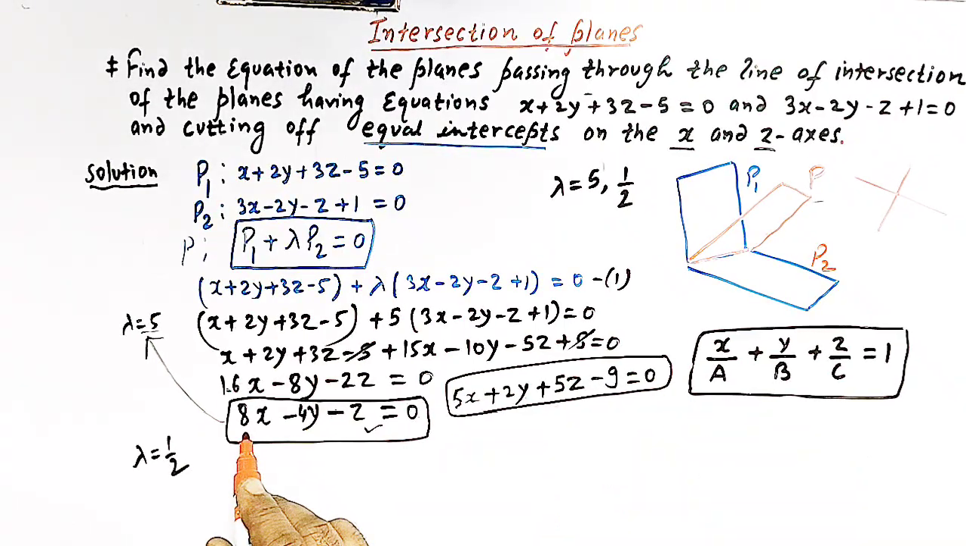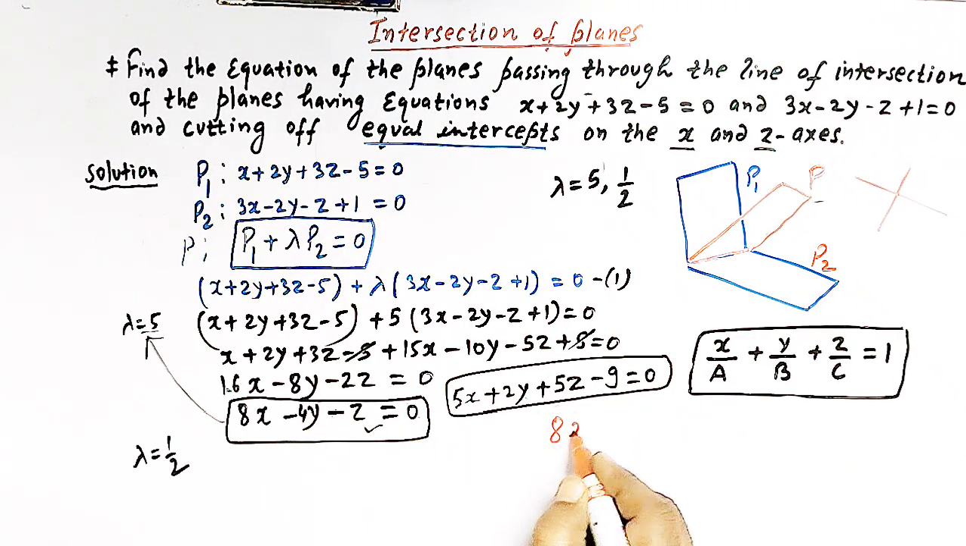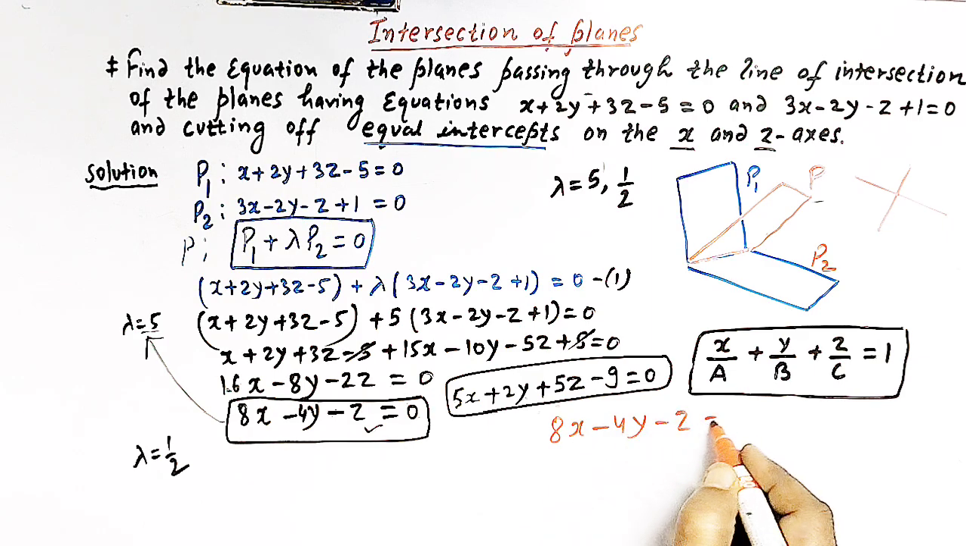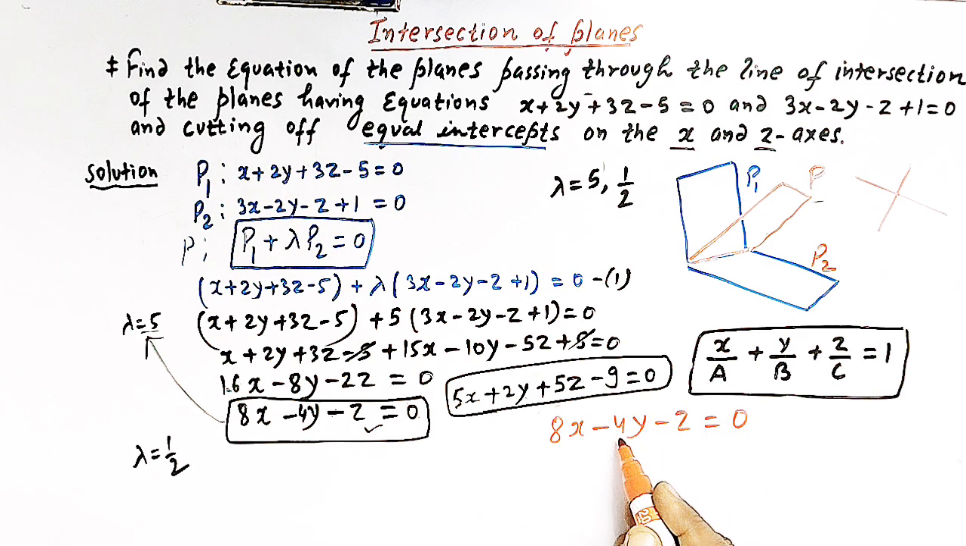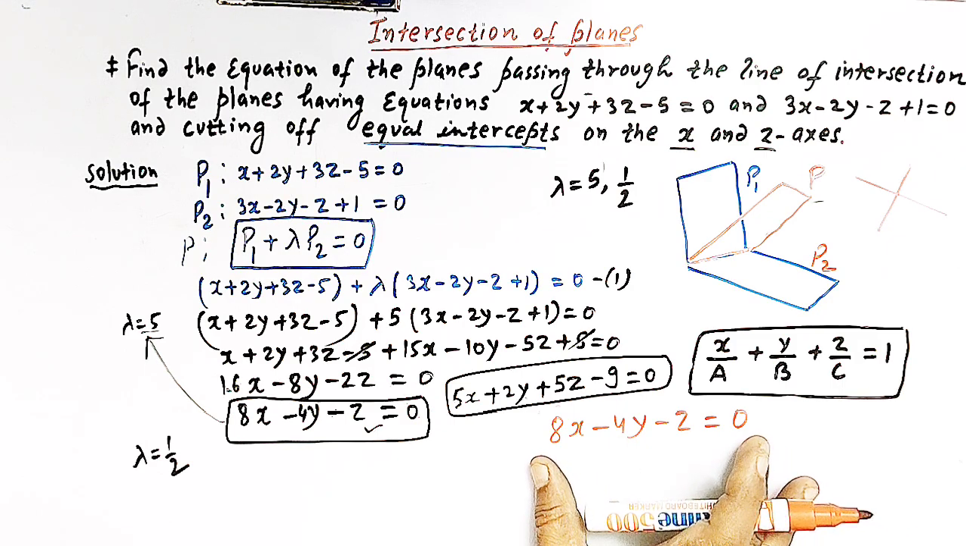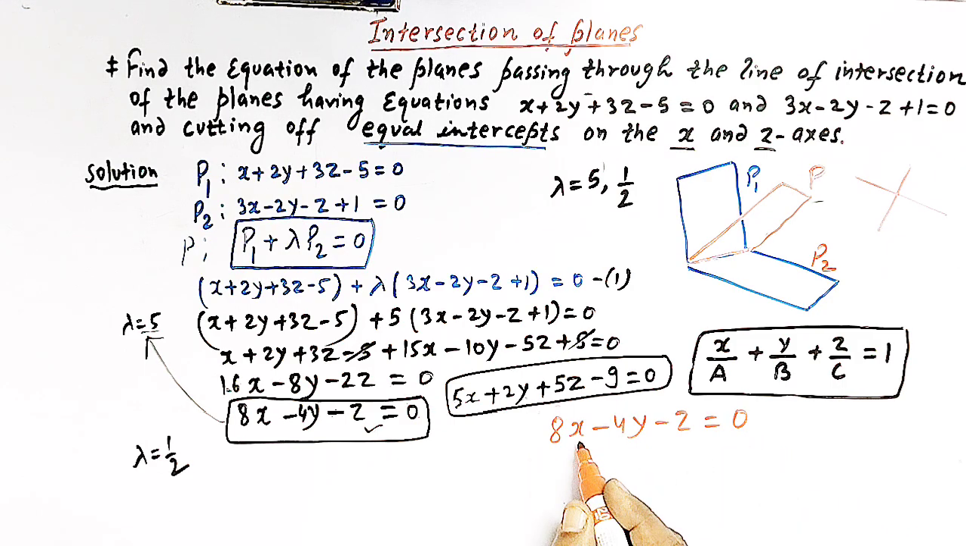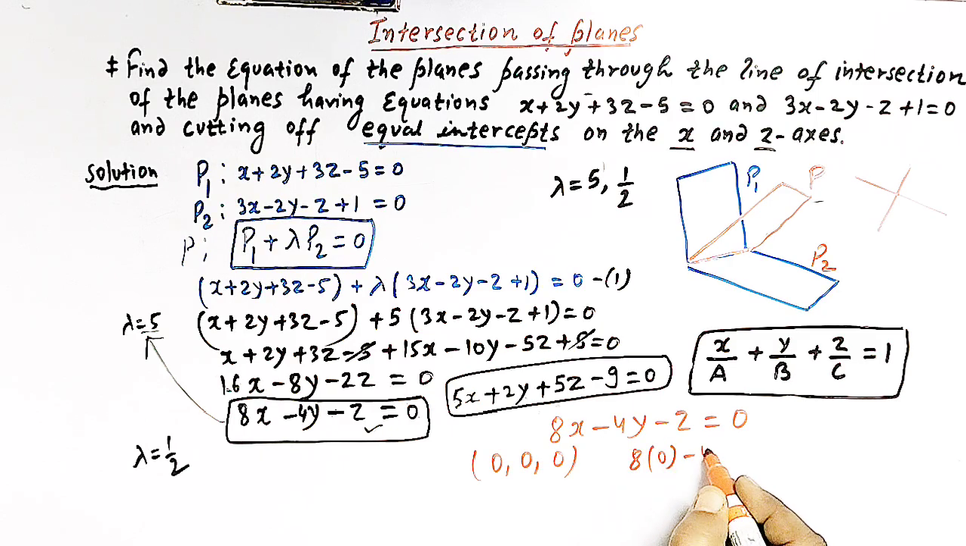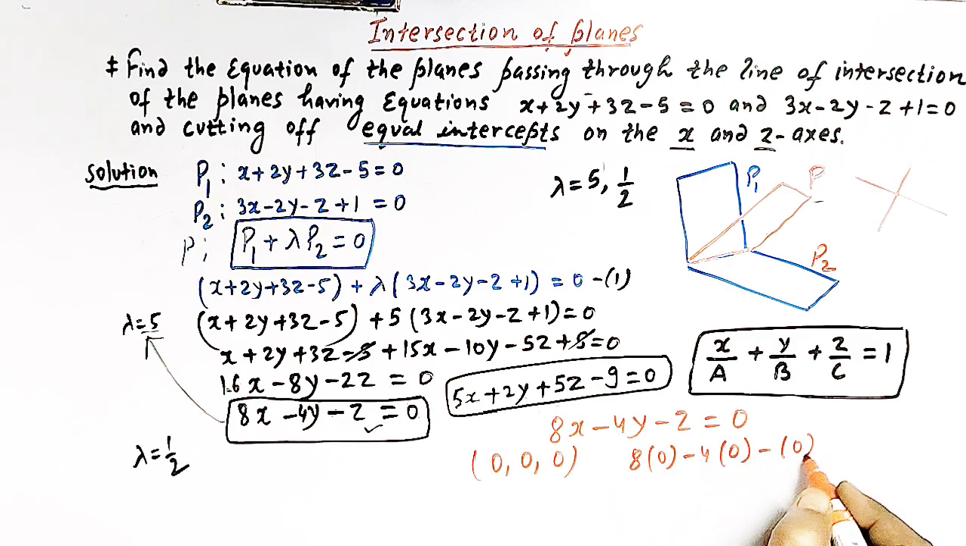So now let us look at this plane. So here we have 8x minus 4y minus z is equal to 0, right? So now if we closely observe this equation of the plane, then we can see that this plane passes through the origin, right? That is (0, 0, 0), because the coordinates of the origin satisfy this equation, because here we have 8 times 0, 4 times 0 minus 0 is equal to 0, right? So this plane passes through the origin, right?